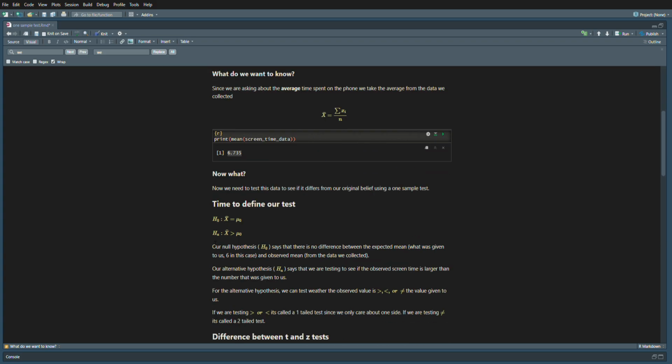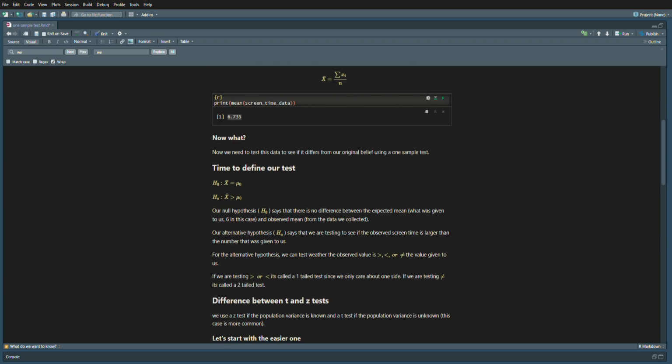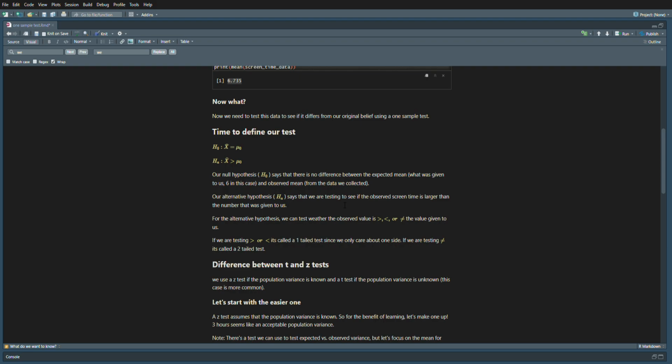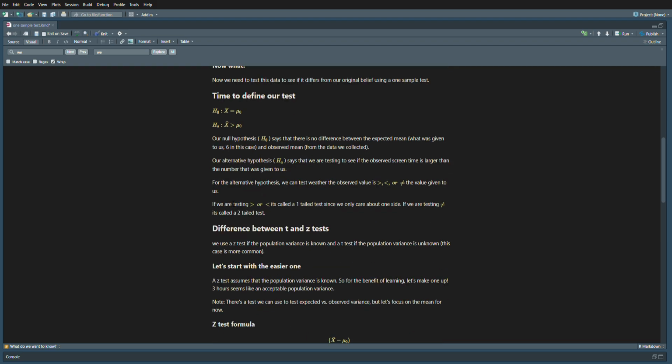And our alternate hypothesis, let's just say we want to see if the true amount of time an 18-year-old spends on their phone is greater than 6 hours. So that's what this represents, the alternative hypothesis. So our null hypothesis says that there is no difference between the expected mean and the observed mean. And our alternate hypothesis says that we are testing to see if the observed mean is larger than the number that was given to us.